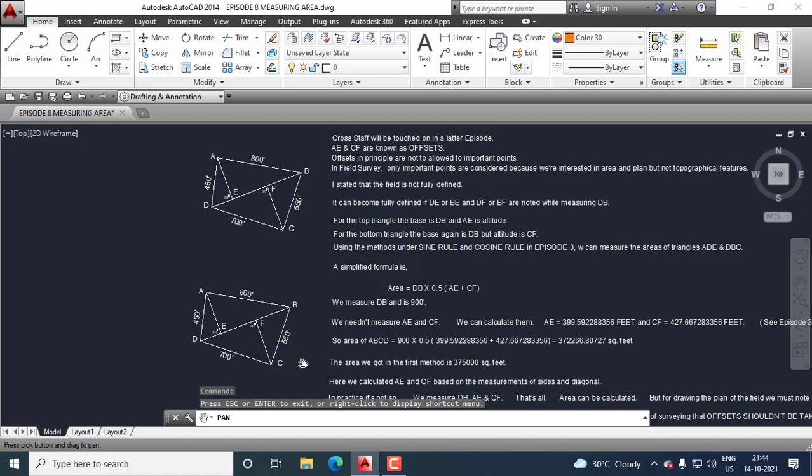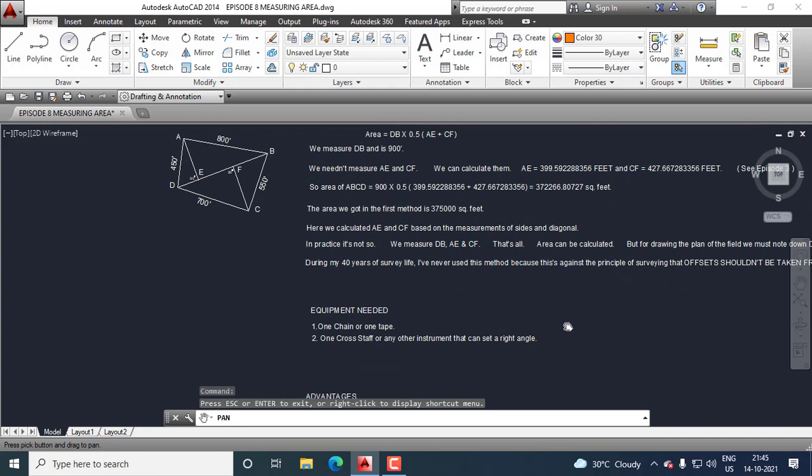Long offsets can't be taken from important points. In this field, all these 4 points are important. Therefore, offset method by measuring these offsets is not recommended at all. Offset method by calculating these offsets is quite useful, but is of no practical utility, because we can as well calculate the area by using Heron's formula.